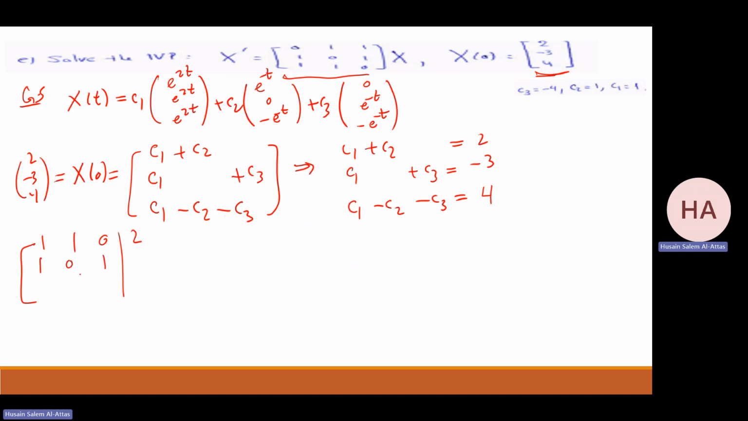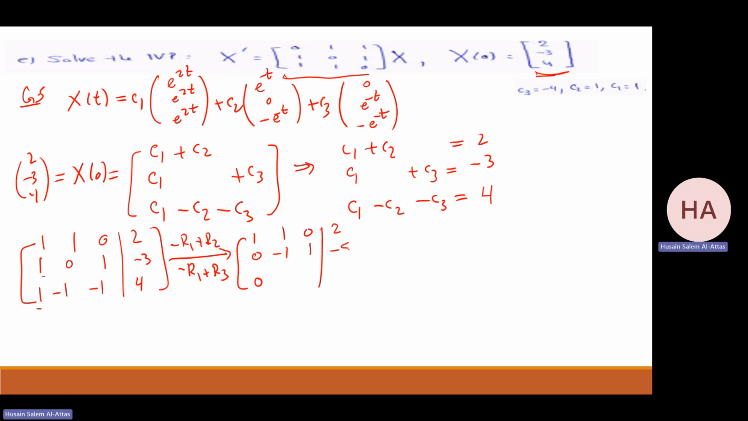1, 0, 1. 1, minus 1, minus 1. This is 4. This is minus 3. What I will do, I try to make these zeros. Let me write it: minus R1 plus R2, minus R1 plus R3. That will be 1, 1, 0. Multiply by minus 1 and add, that will be 0; minus 1; 1; 0. Don't forget the last one: by minus 1 and add, that's 2. That will be minus 5.